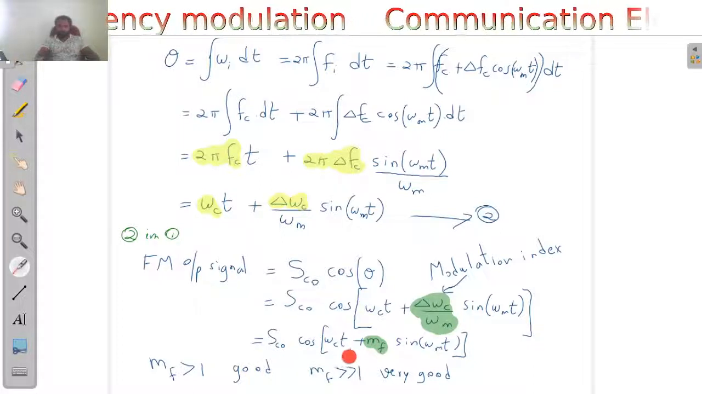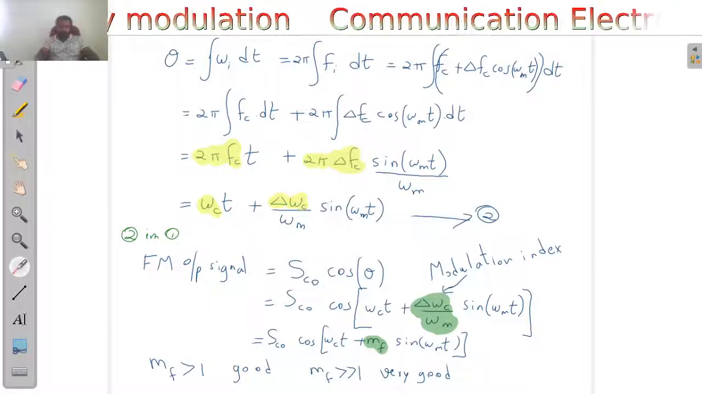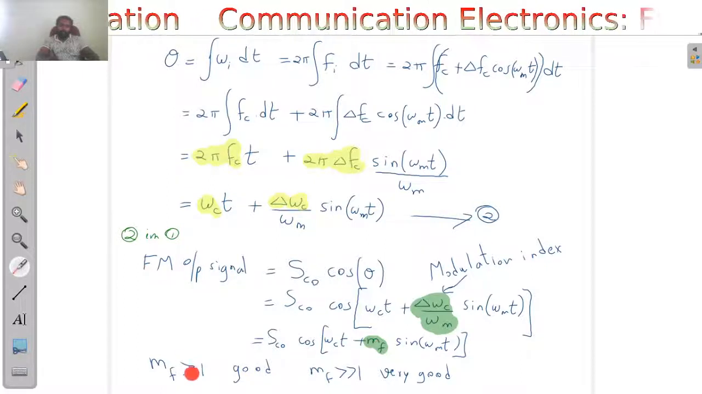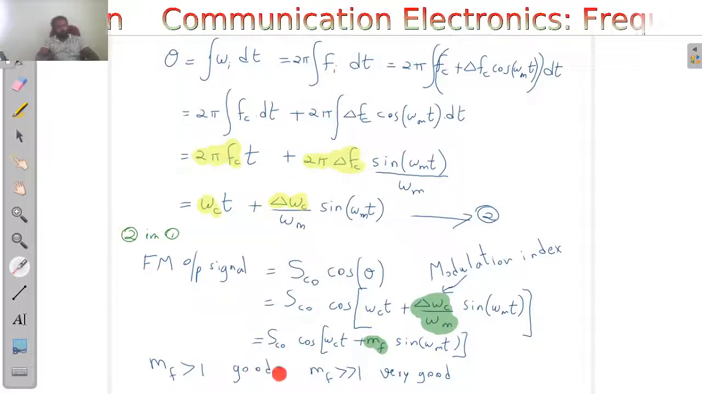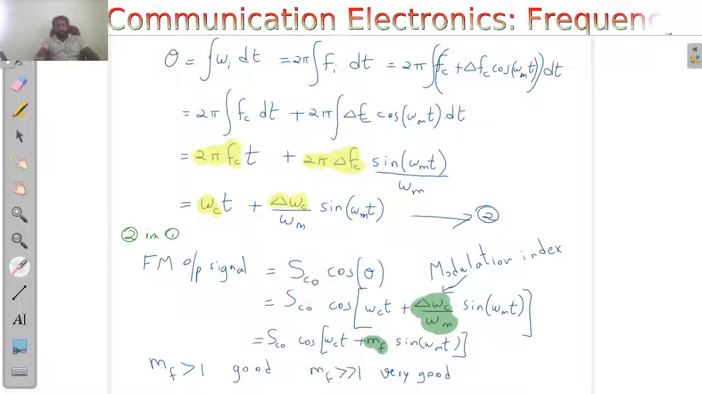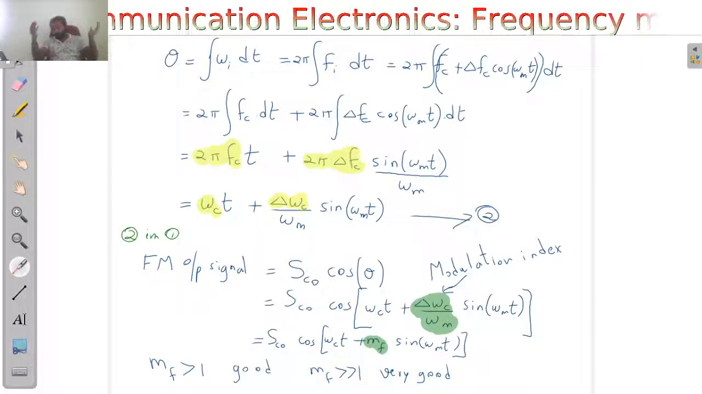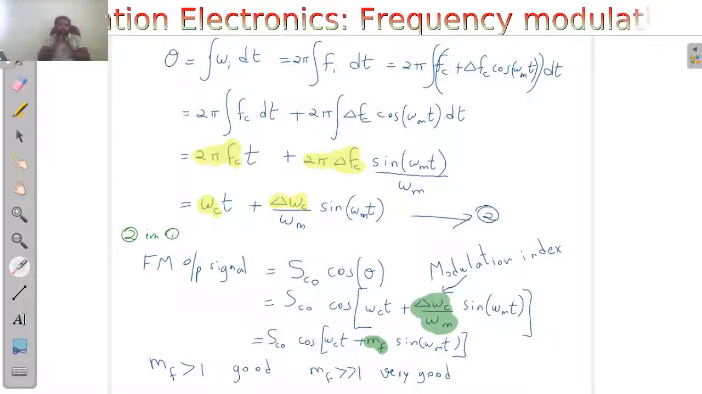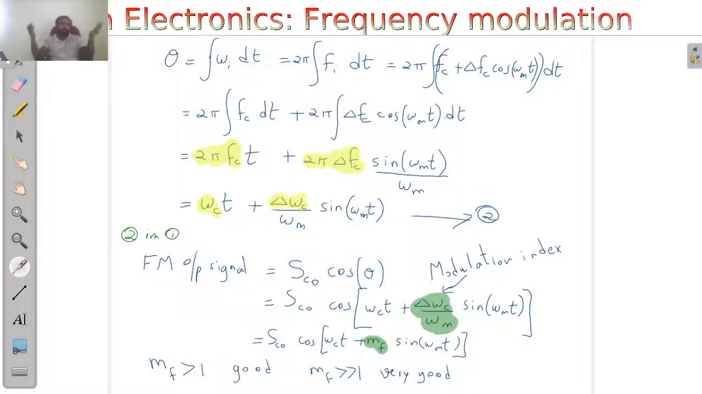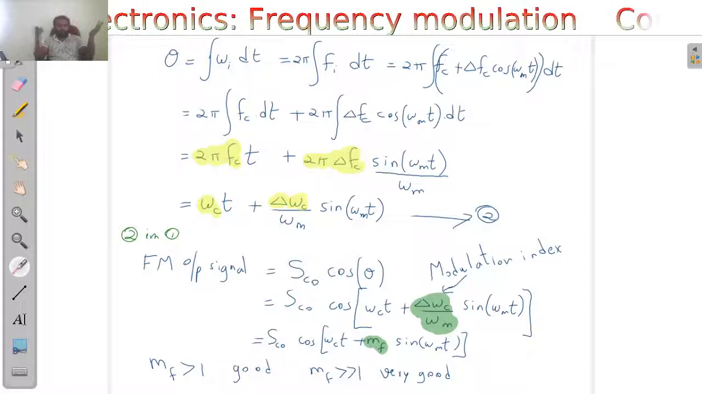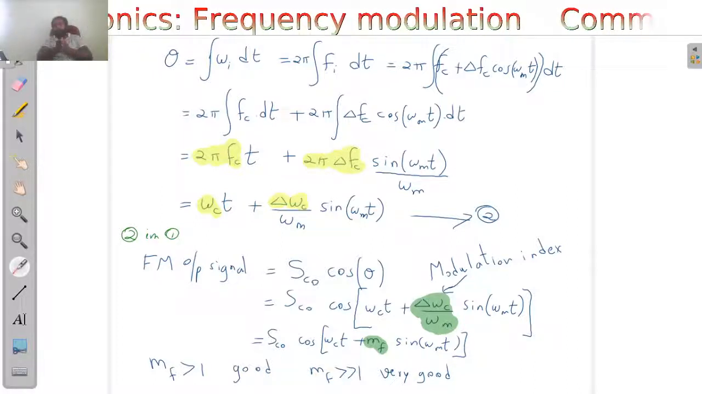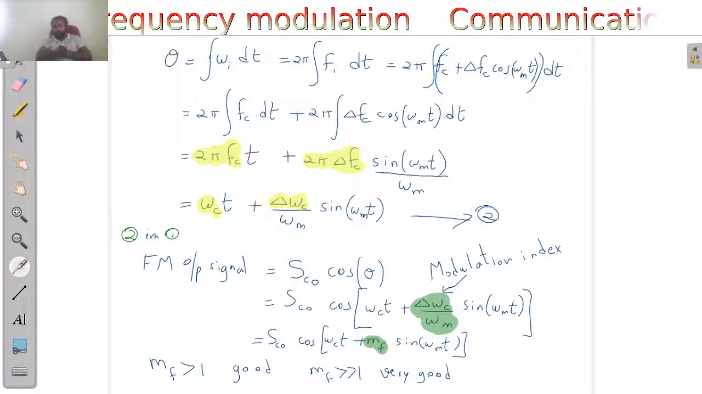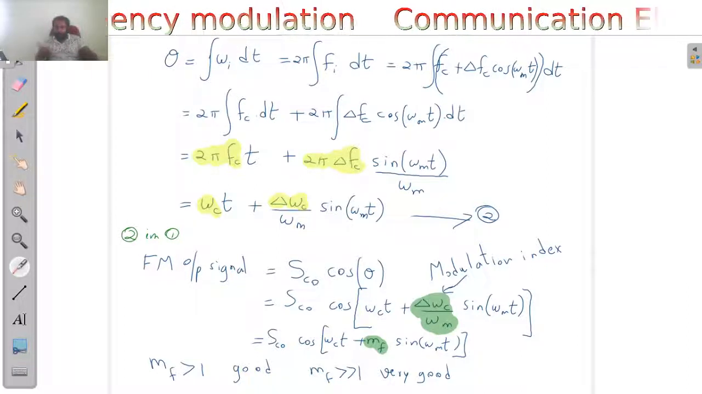So the ideal case is it is very high. When you have modulation index greater than 1, it is good. But when the modulation index is much greater than 1, it is very good. So there should be some limit to which you can apply this modulation index. You cannot increase it to infinity. It is not practical to have a very high modulation index value, so that will cause a lot of problems.